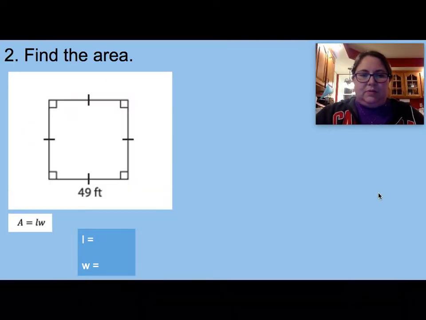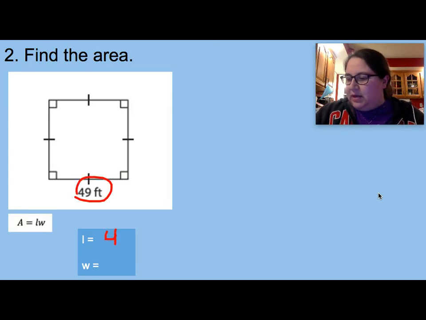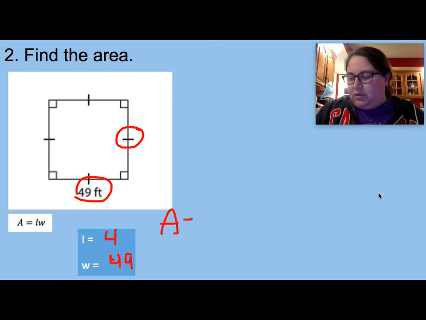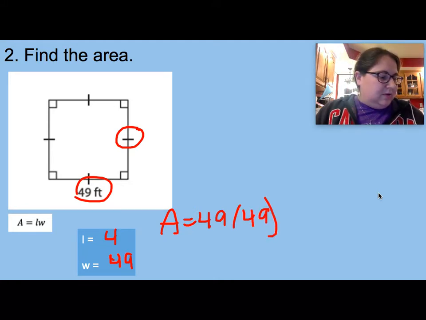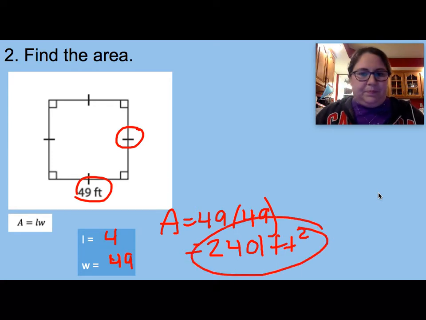Next example. This is a square, okay, but a square classifies as a kind of rectangle. So a square is a kind of rectangle. So when we look at this, we've got a side length of 49. These lines mean that those are both the same, so this is also 49. So our area is just going to be 49 times 49. When we multiply that out, 49 times 49, we get 2,401 feet square. Okay?